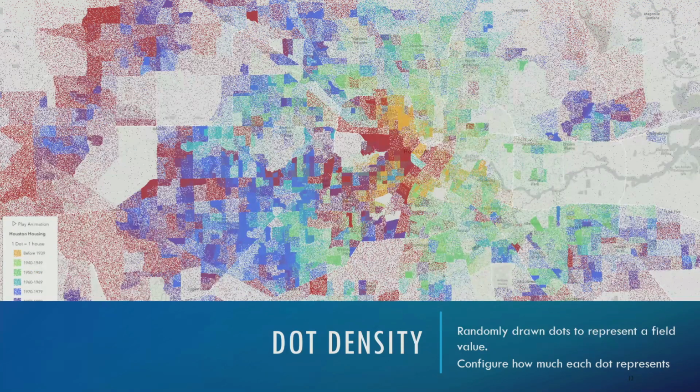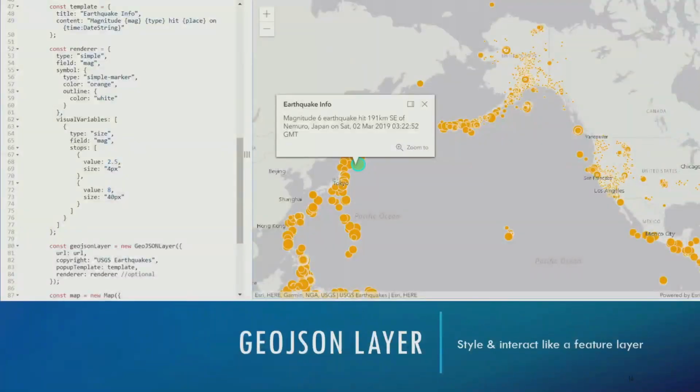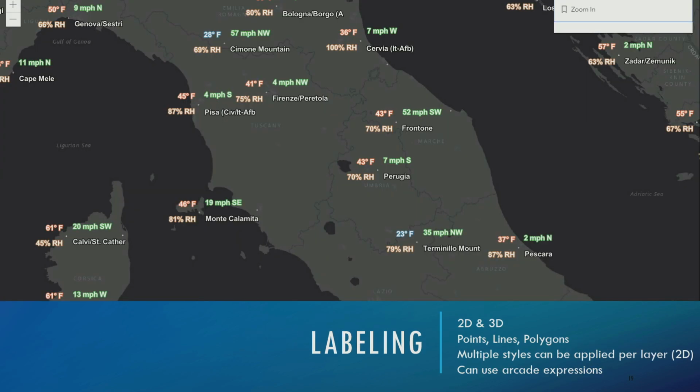So I think, okay, just the dot density, and then just a review of the GeoJSON layer. And again, this one's coming in 4.11.